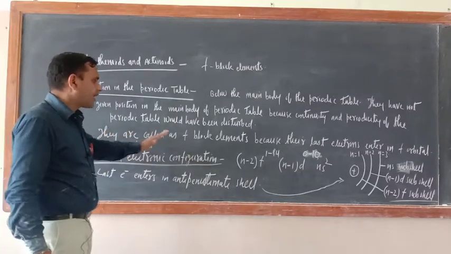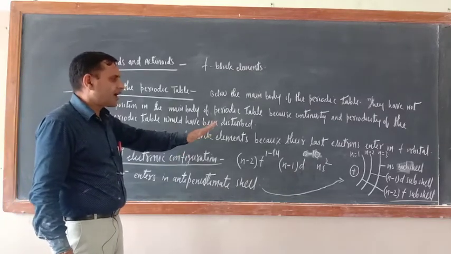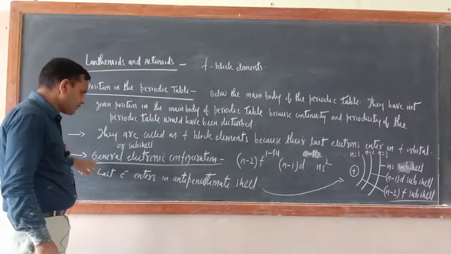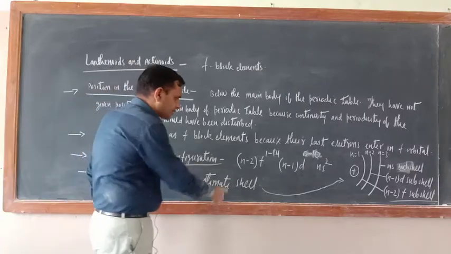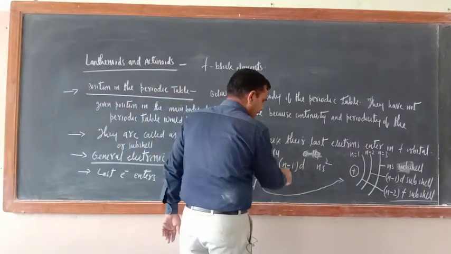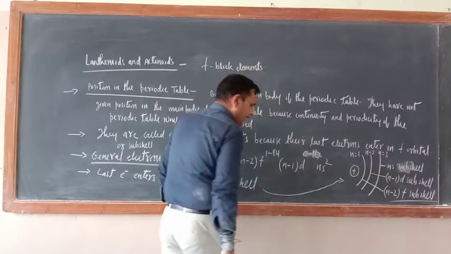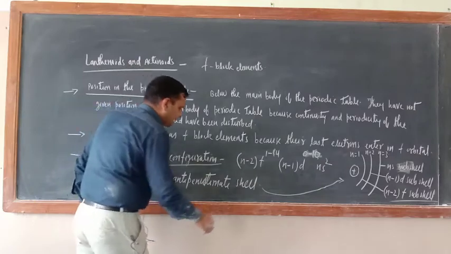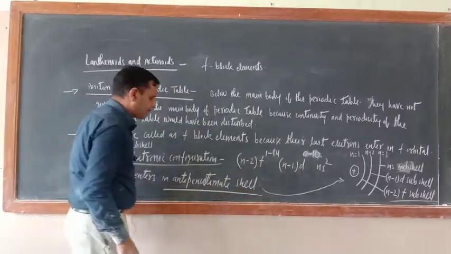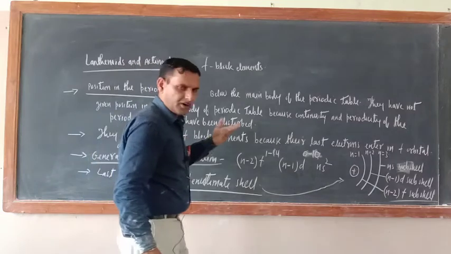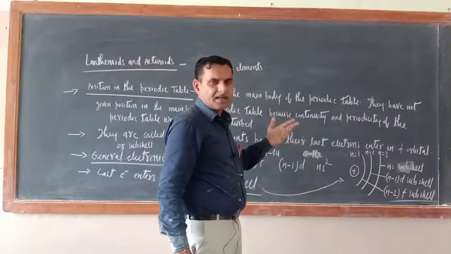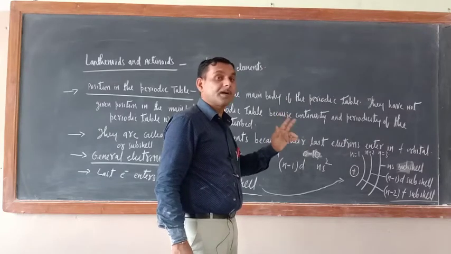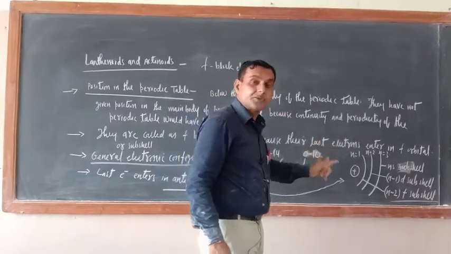They are called F block elements because their last electron enters the F orbital or F subshell. Their general electronic configuration is (n-2)f 1 to 14, (n-1)d 0 to 10, and ns2. The last electron enters the anti-penultimate shell. I already taught you the meaning of anti-penultimate shell. Last but two, the (n-2)f subshell.